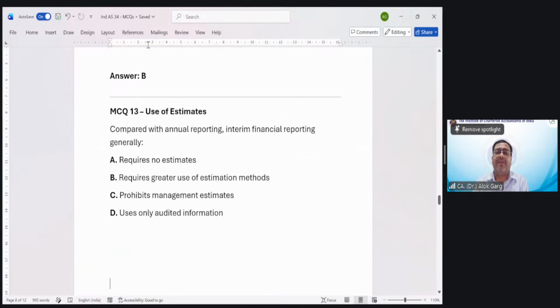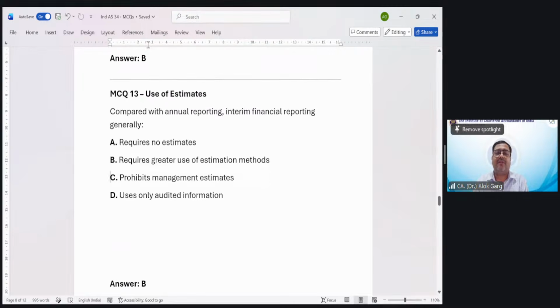Compared with annual reporting, interim financial reporting generally: require no estimate, require greater use of estimation method, prohibit management estimate, use only audited information. Which is the right answer? 13B is the right answer. B for Bombay is the right answer. Okay. 13B. It requires use of estimation method.